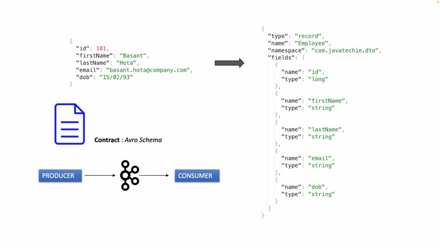In case the producer is not sending any of the fields or is adding a new field, there should not be any impact on the consumer side. Also, if any changes are made to the schema, it will be considered a new version. That is what is called schema evolution. I have the contract or schema with me. Now how can I use it?